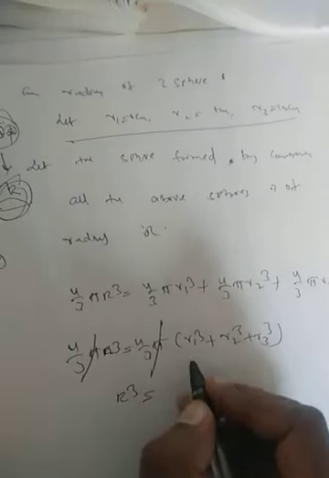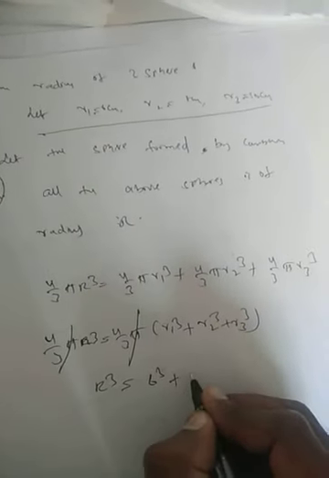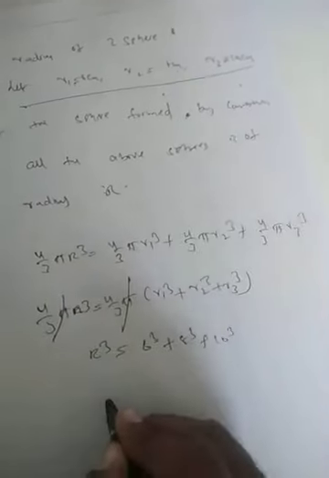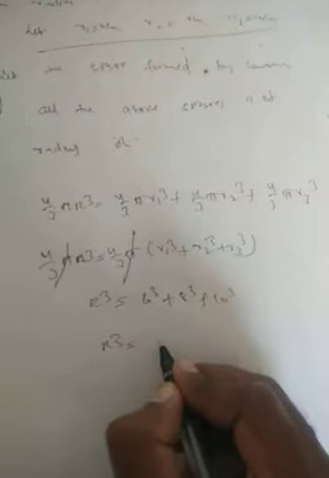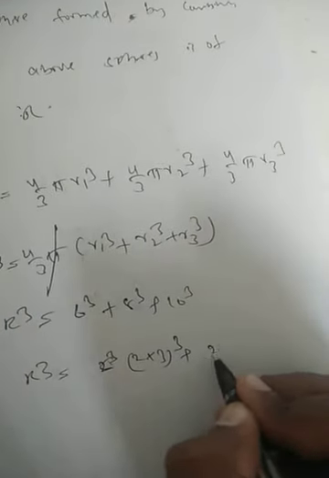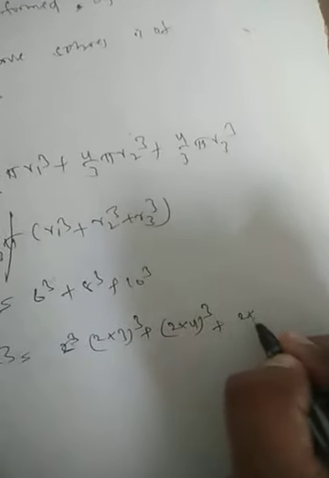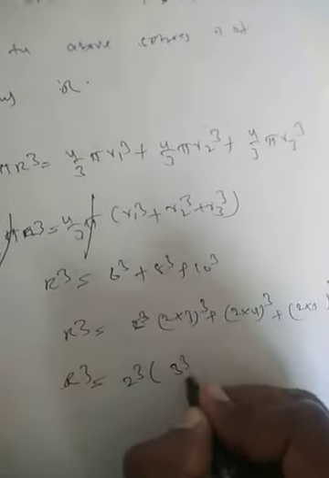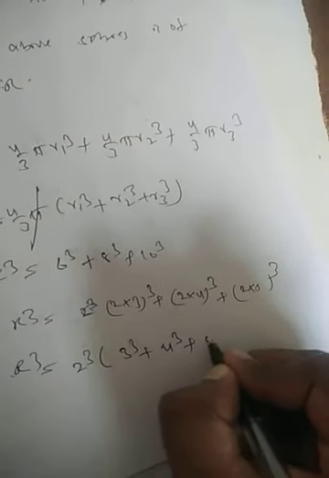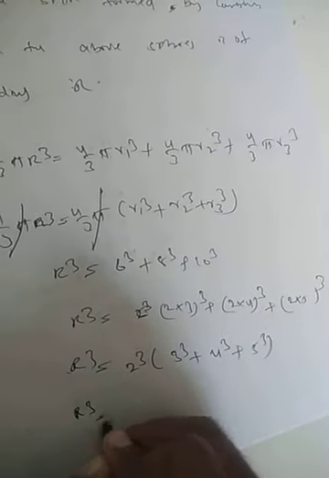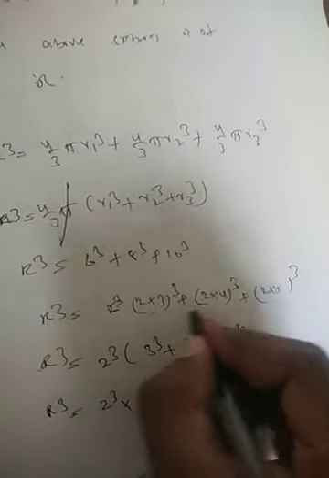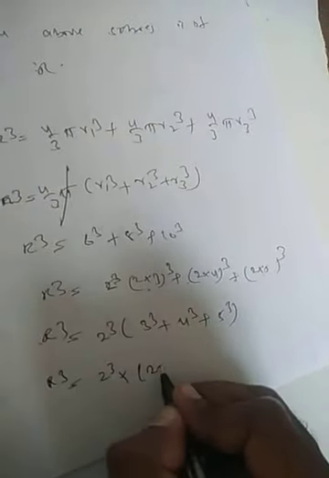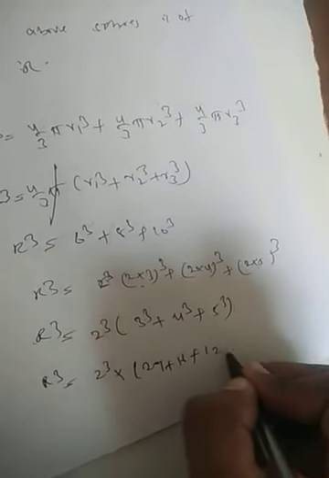R cube is equal to R1 cube, which is 6 cube, plus R2 cube, 8 cube, plus R3 cube, 10 cube. Do one thing: take 2 cube common. Actually this is 2 into 3 whole cube plus 2 into 4 whole cube plus 2 into 5 whole cube. So R cube is equal to 2 cube into 3 cube plus 4 cube plus 5 cube. Now R cube is equal to 2 cube into 27 plus 64 plus 125, since 5 cube is 125.